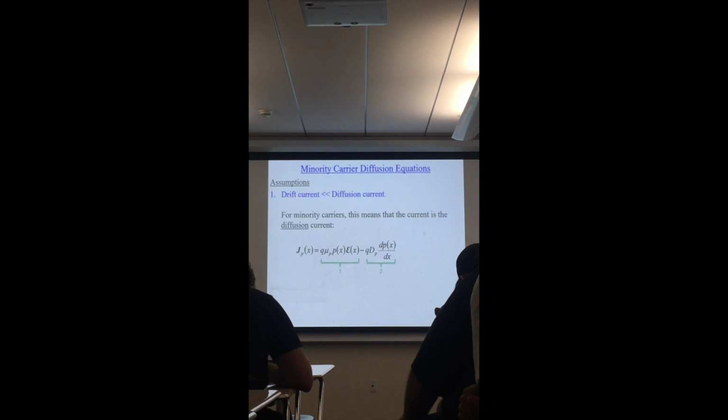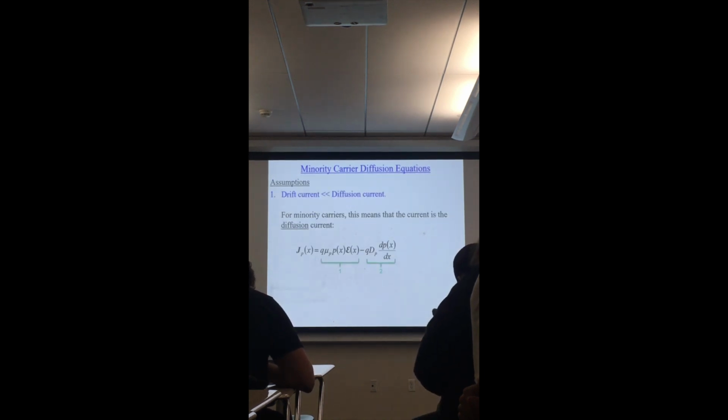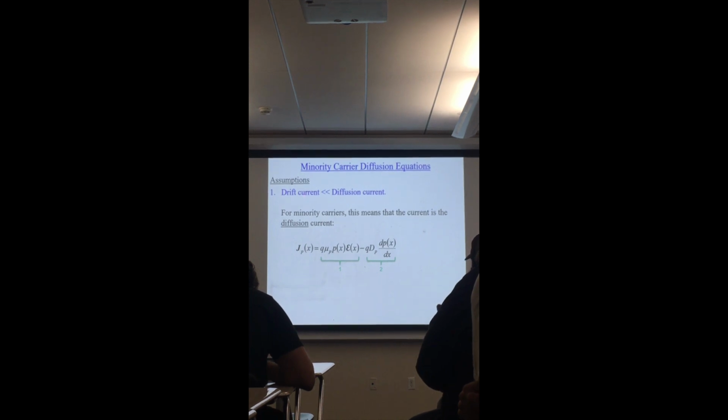Okay, so these are the notations. Now let's look at the assumptions. Right? So we are trying to make several assumptions to simplify this continuity equation. So the first assumption is that the drift current is much smaller than the diffusion current. Okay, and for these minority carriers, it means that the current is basically the diffusion current.